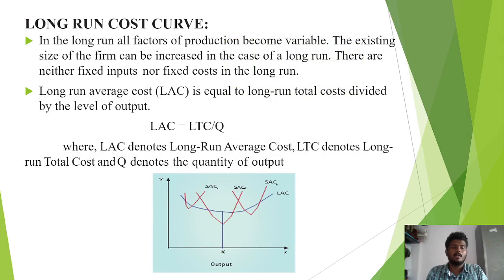Finally, the long run cost curve. In this long run cost curve, all the factors of production become variable, and the size of the variable can be increased in the long run. There is neither fixed nor the fixed cost, but the long run average cost is the cost divided by the level of the output.